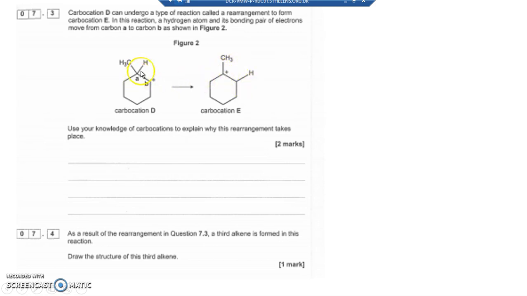So why could the plus charge move? Why would the plus charge move? That's what the question's asking. So it's rearranged somehow. It's not asking you how it's rearranged, it's asking you why it's rearranged.